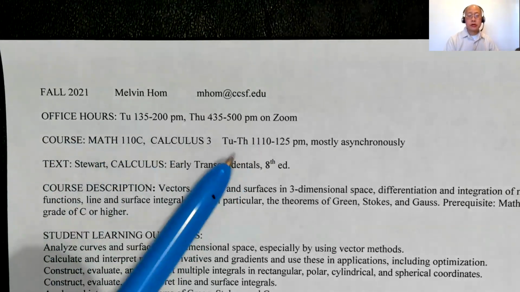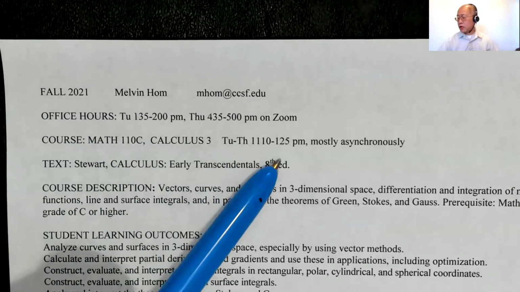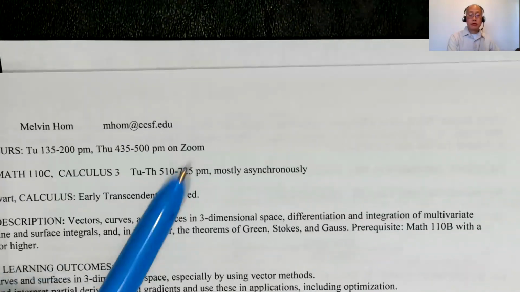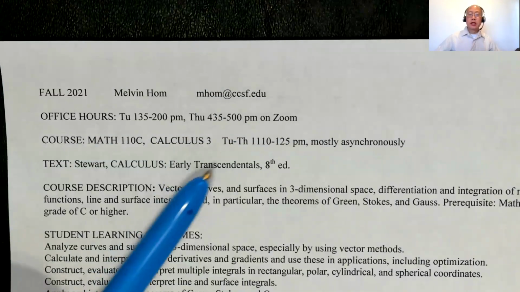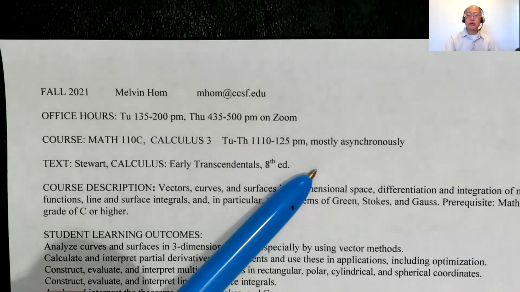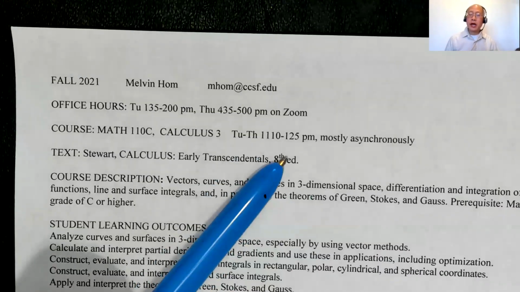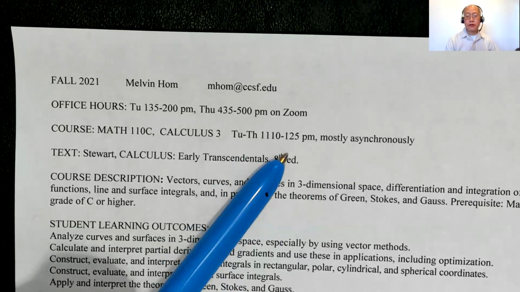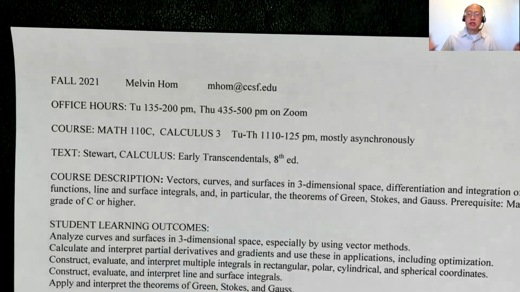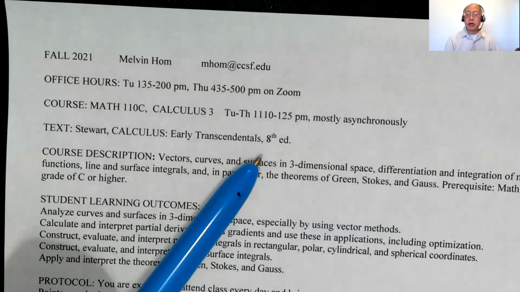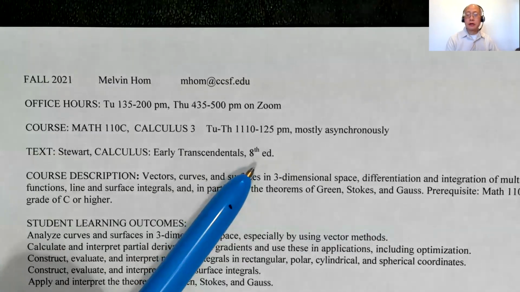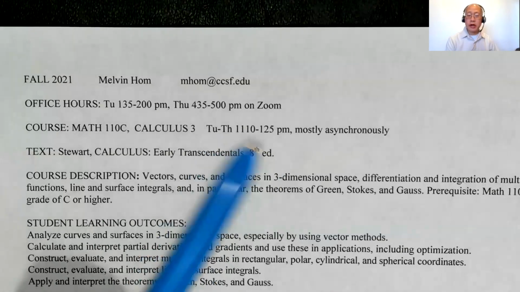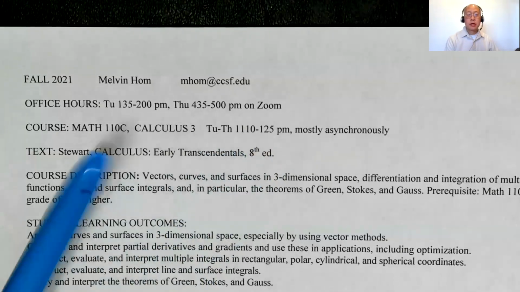Okay, so the course again, Tuesday, Thursday, 11:10 to 1:25. For some of you, it's 5:10 to 7:25. The class is mostly asynchronous, which means most of the time we're not meeting during these times. The only time we're meeting during these times are exam days and the final exam. And I'll go over that in a moment. So your responsibility is to just look at the videos and study the required text sections. But for the most part, we're not meeting during these times.